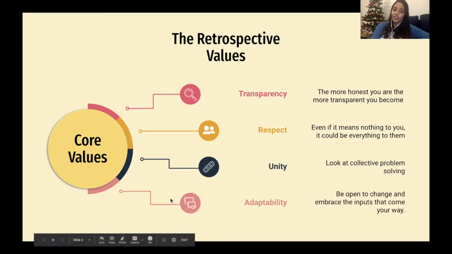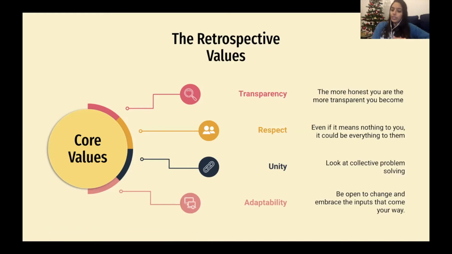And the last core value is adaptability. Be open to change. Embrace every input that comes your way, even if you like it or don't. It's very important for us to kind of bring together what other people are telling you and what you are telling them.